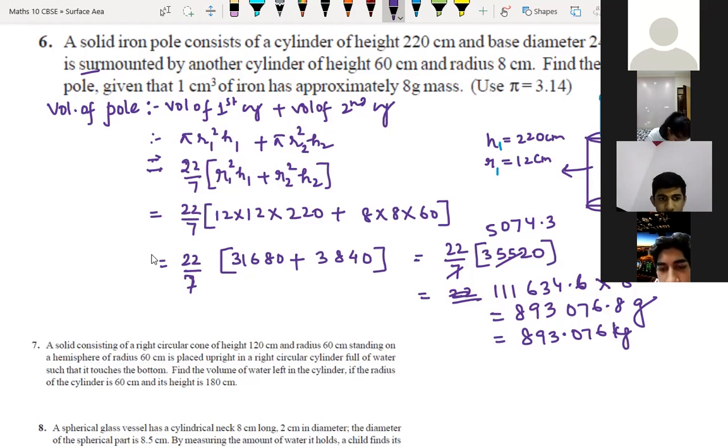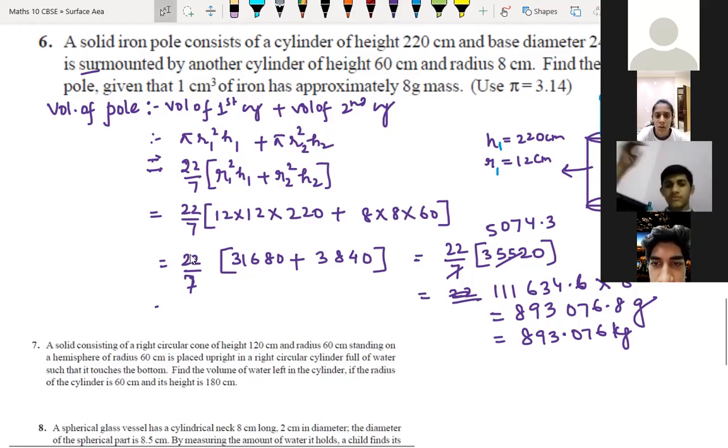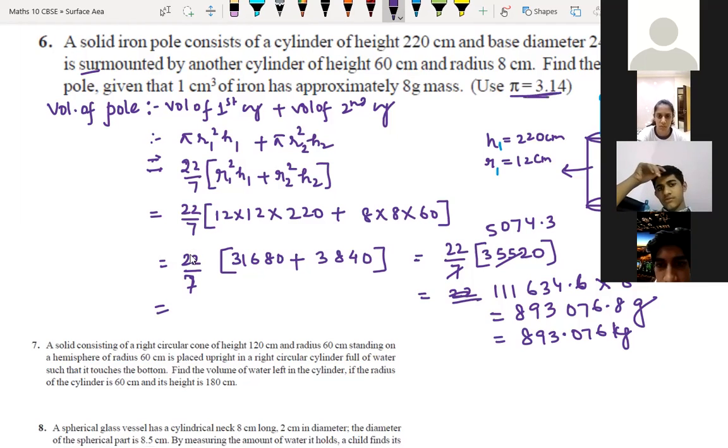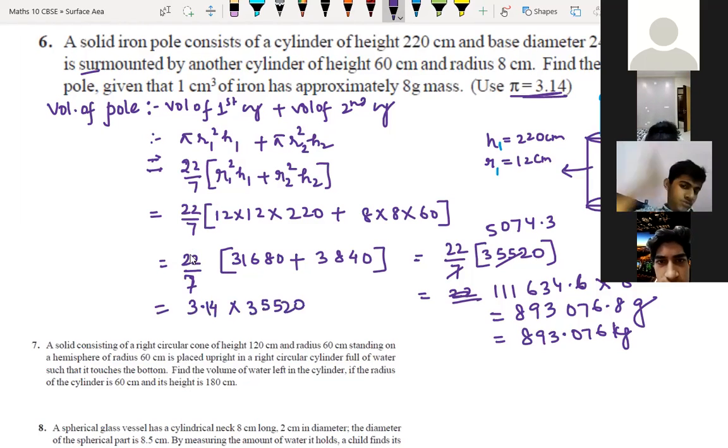So what you are saying, Javian, where we made a mistake? I'm saying the pi value is there. If we divide 22 by 7, we will get 3.14. In the question they have given 3.14, that's why the answer is coming a bit different. The point may be here and there, but the answer is correct. You can multiply 3.14 into 35520, then multiply by 8 grams. Understood, children? You will get the same answer.